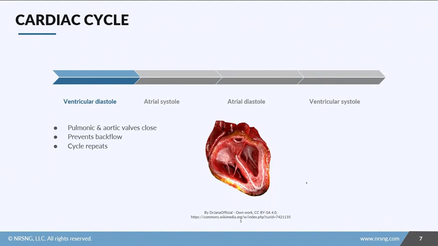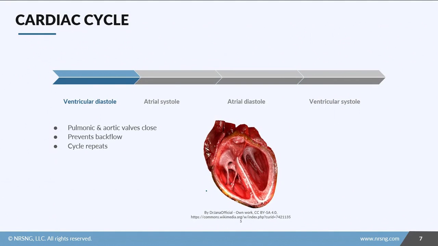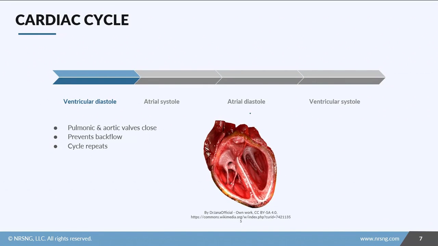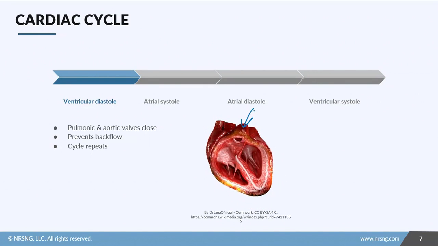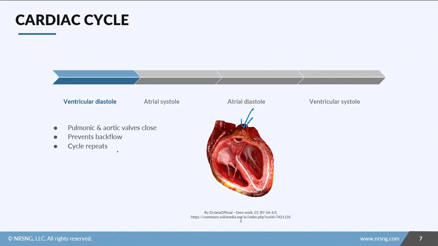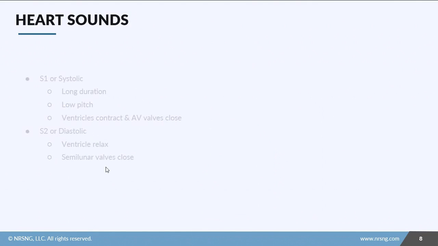And then what happens is once the blood is out of the ventricles, the pulmonic and aortic valves are going to close, and then it's going to prevent backflow this way from the pulmonary artery or the aorta back into the ventricles, and then the cycle is going to start over.